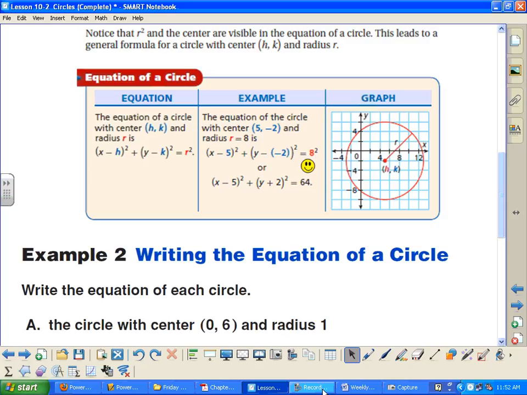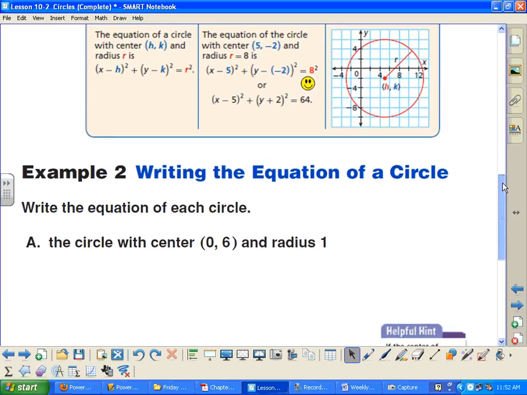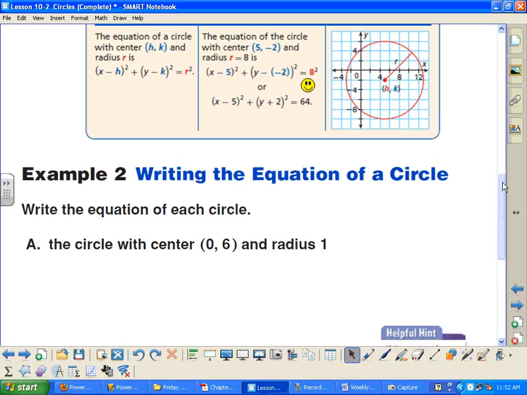And on Friday, we found that if we know the endpoints of a diameter of a circle, we could find the center and the radius. And we're going to end up using that also. All right, so letter A says find the equation of a circle that's centered at the point 0, 6 and a radius of 1.